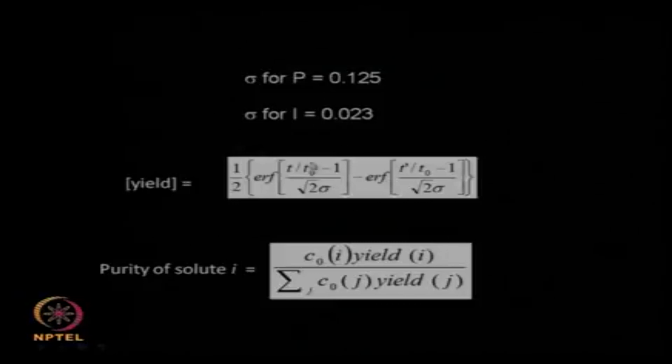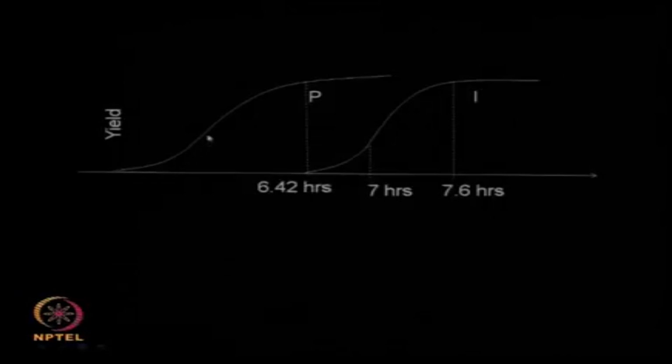So now you know the sigma for the protein, you can substitute it here, okay, and you know the sigma for the impurity, you can substitute here. So you will have two equations separately, so we can get yield as a function of time as well. So the protein yield may build up and then it sort of flattens out, and then the impurity yield may build up and then it sort of flattens out, okay. This is how it will look like actually.